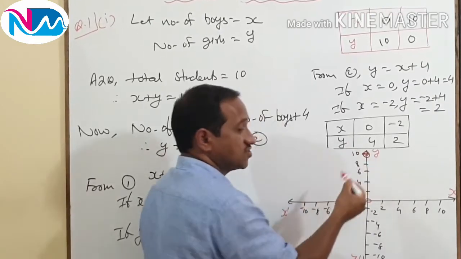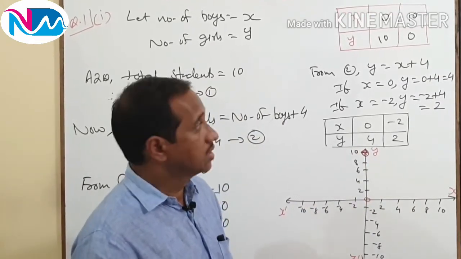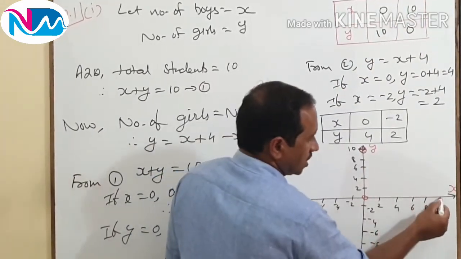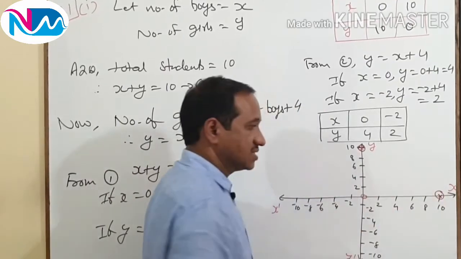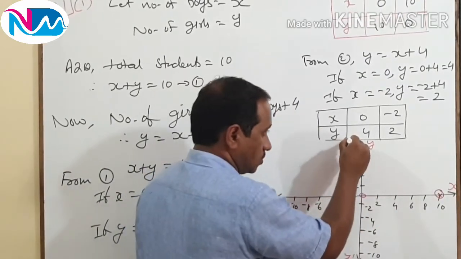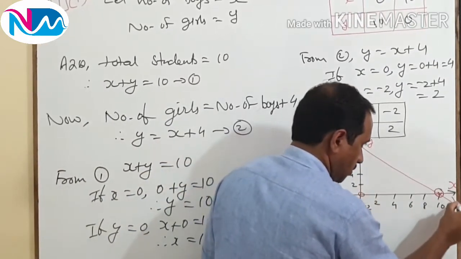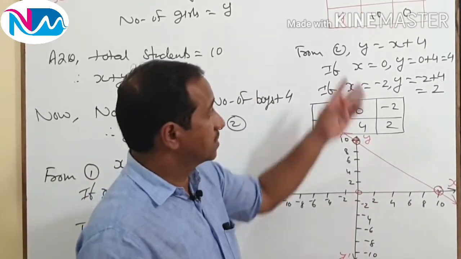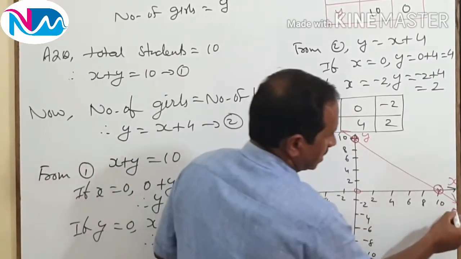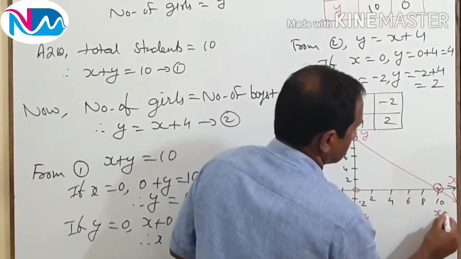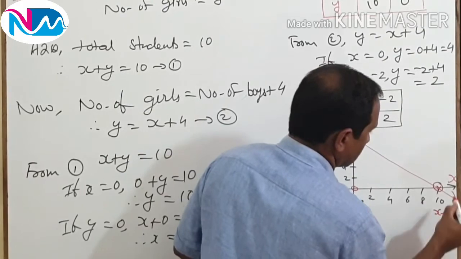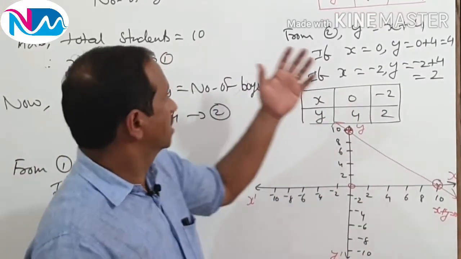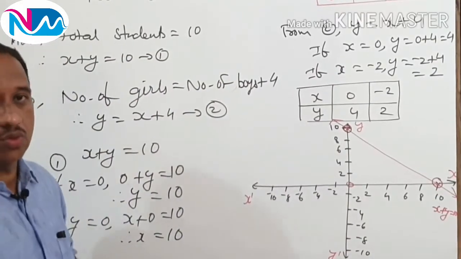This is the first coordinate point. Second one is x 10, y 0, that will be on the x-axis. So joining these two, we get a straight line. So this is the straight line representing the first equation. I write this as x plus y is equal to 10. So this is the first straight line representing the equation x plus y is equal to 10.